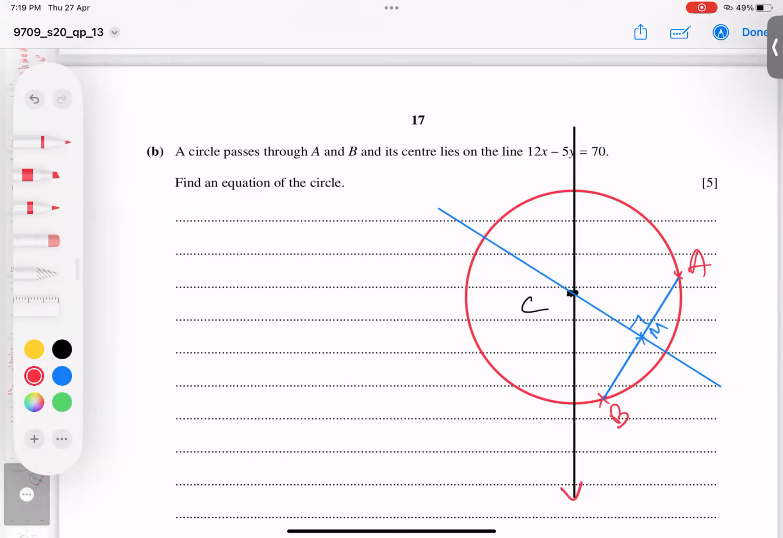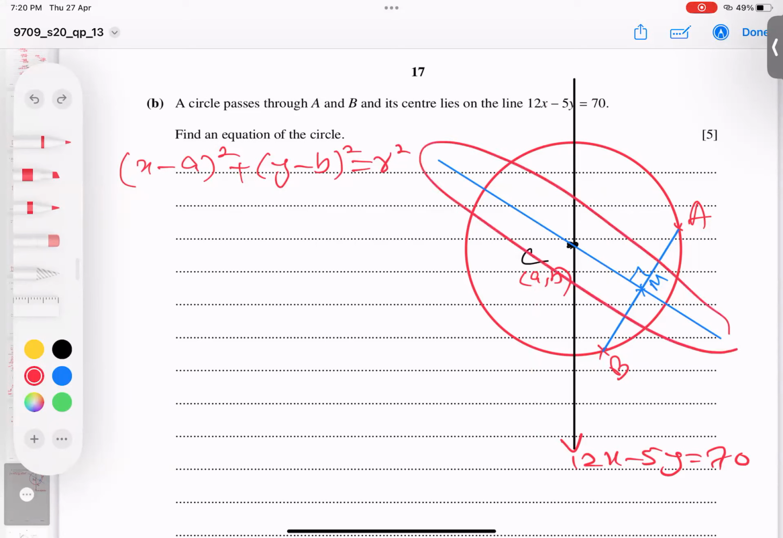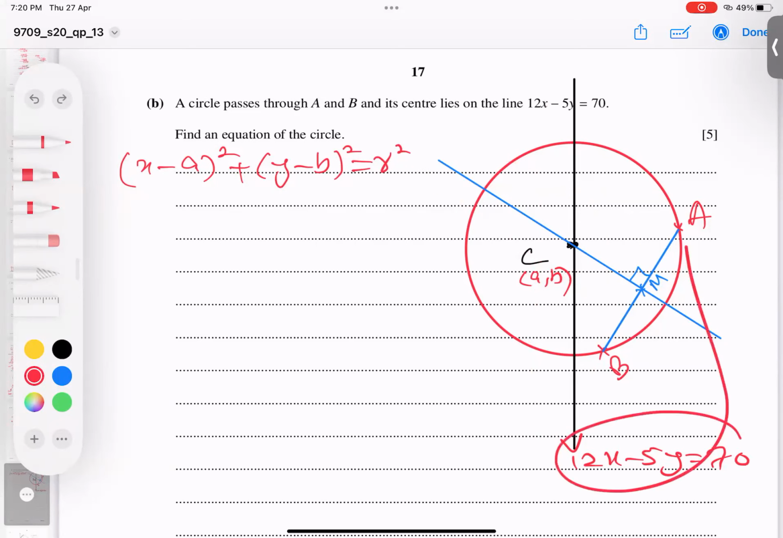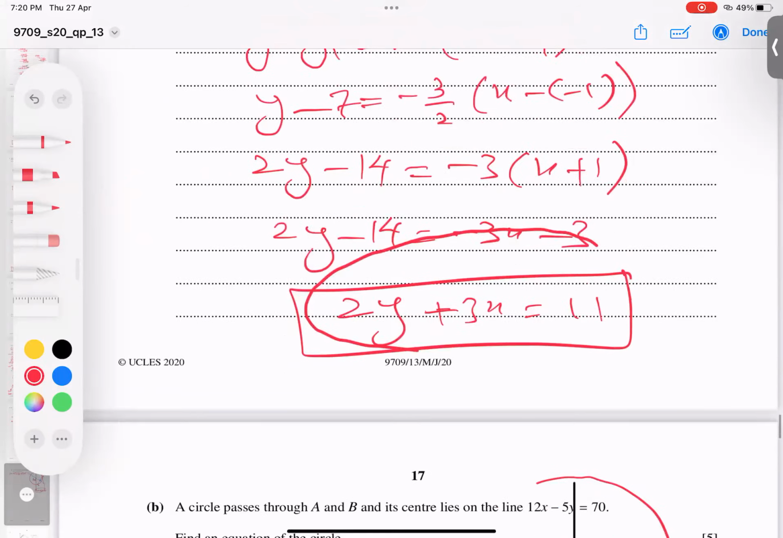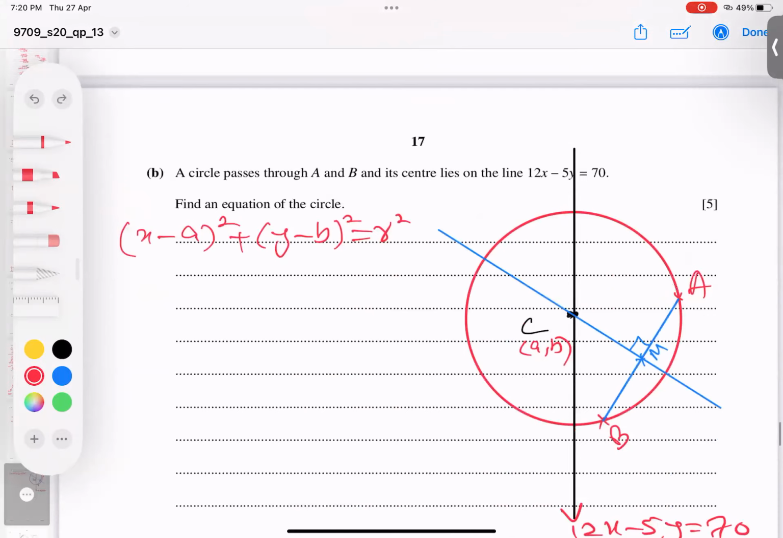The black line equation I'm writing is 12x minus 5y equal to 70, and the center lies on it. Let's say the center coordinate is (a, b). And we need the equation of the circle, which depends upon (x minus a) squared plus (y minus b) squared equals radius squared. The thing is that this line goes through it, and this is the perpendicular bisector. If I solve them simultaneously, this line and the previous line, I will get the point of intersection C. So let's start solving this and this together.